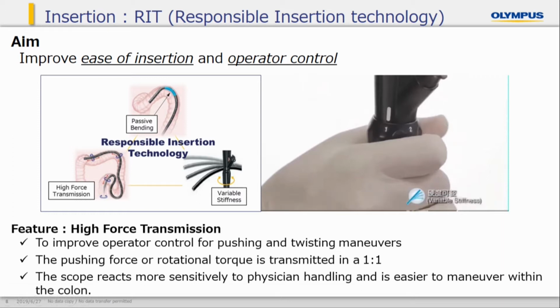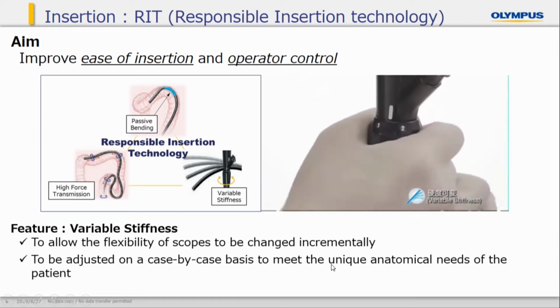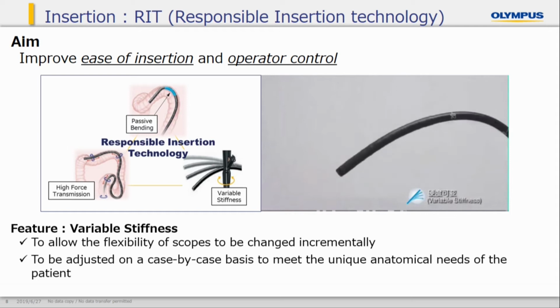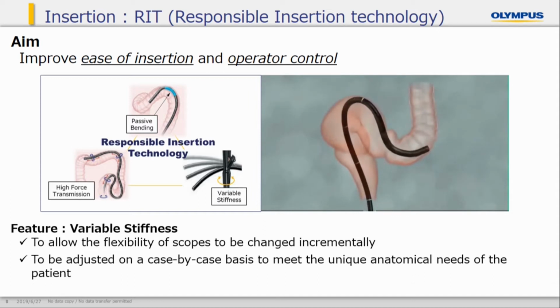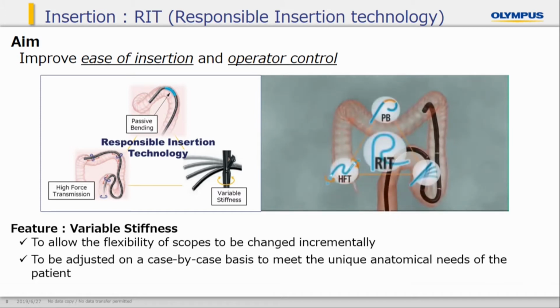And number three, the feature which is the variable stiffness. This feature is to allow the flexibility of the scope to be changed incrementally. I believe most of the doctors are using this function. Just in case, I will show you the movie. The doctor can adjust on a case-by-case basis to meet unique anatomical needs, such as the sigmoid colon as well as the transverse colon. So you can adjust depending on the patient and the situation.